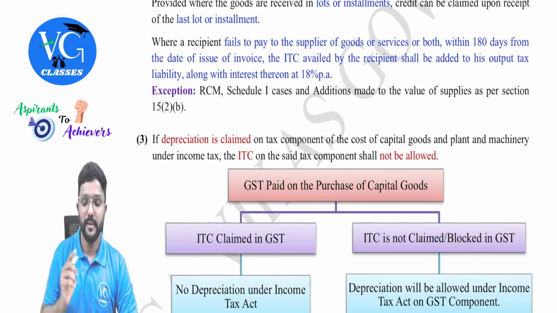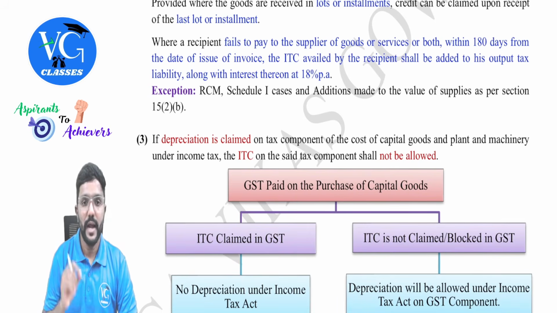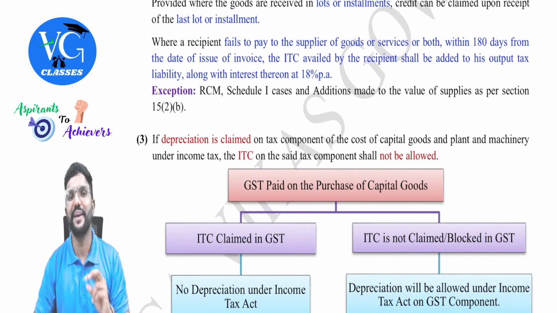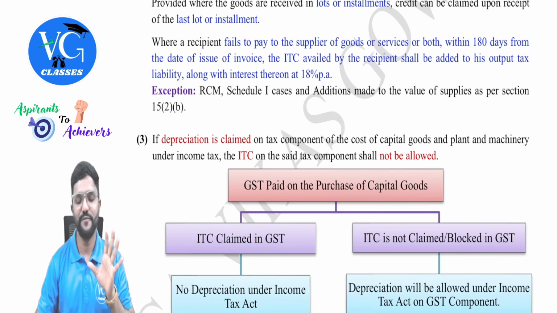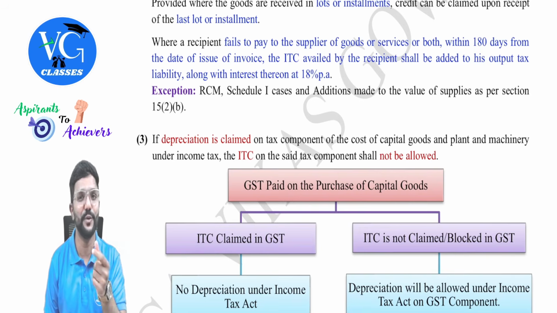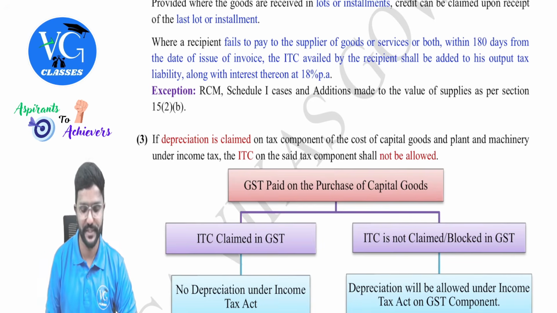Okay, sir. But this 180 days limit is not applicable in the following cases. When is it? RCM, that is reverse charge mechanism, because here the recipient himself will pay the tax to the government, only then he can claim the credit. So obviously, in that case, the 180 days concept is not applicable. Whether the recipient pays to the supplier or not, the value doesn't matter, because the government has received the amount, only then they will pass the credit to the recipient, guys.